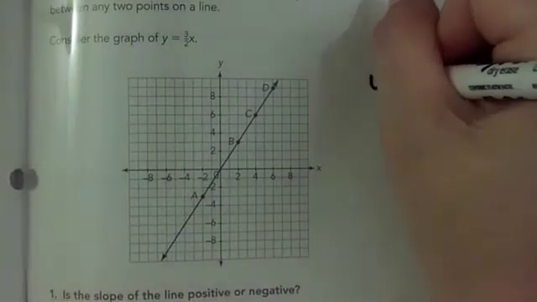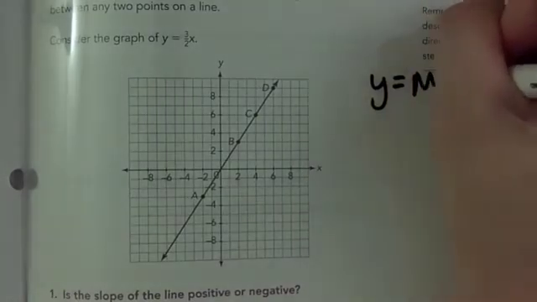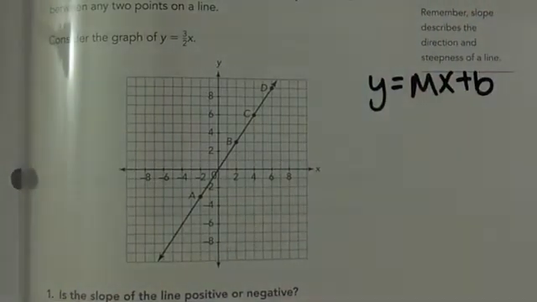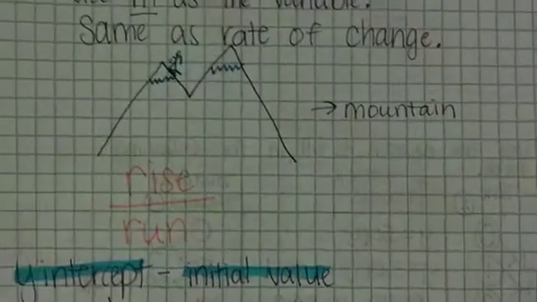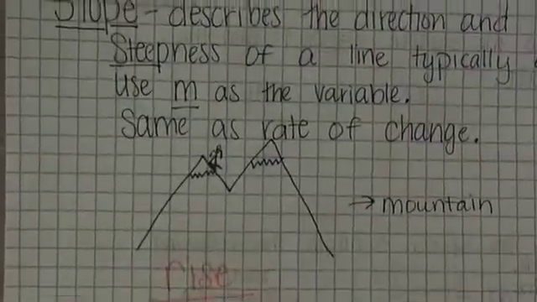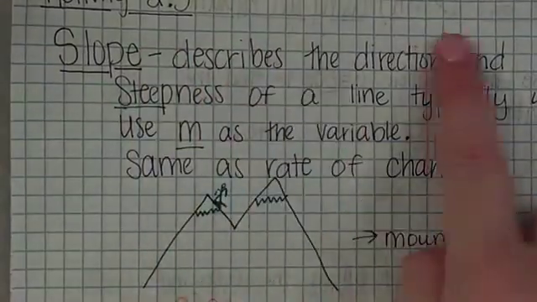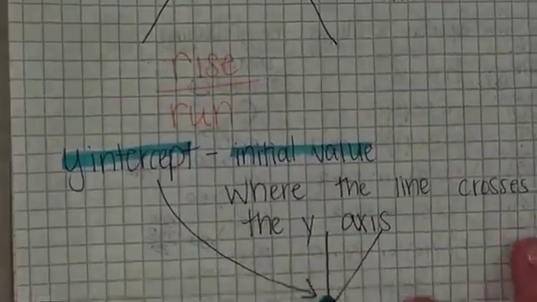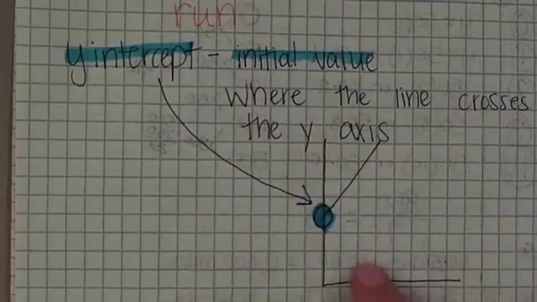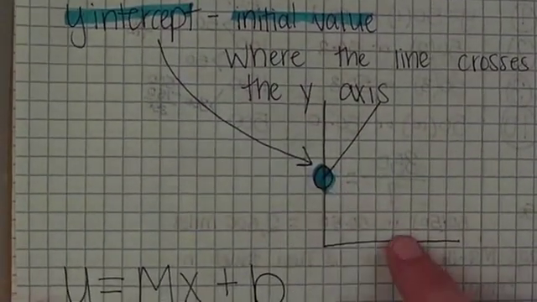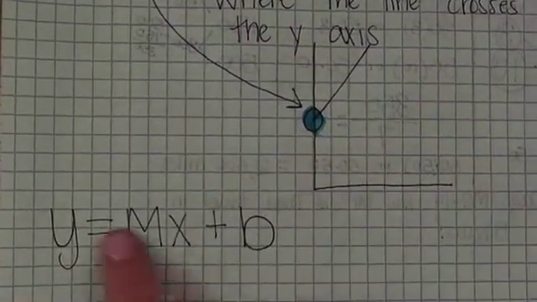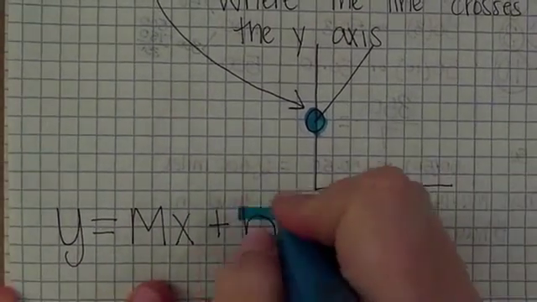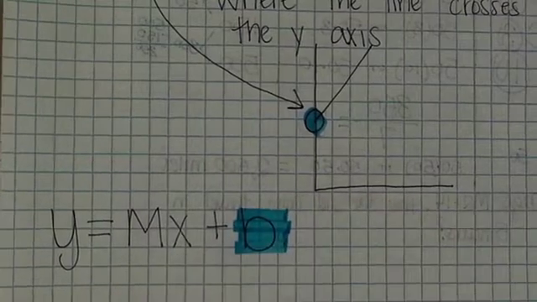Remember, your equation is y = mx + b. Same equation. This is the notes page that I have. So notice we have slope, describes the direction and steepness. We use the m. Y-intercept, or initial value, is where it crosses the y-axis. And then, on this page I went ahead and wrote the equation, and I'm going to highlight that.